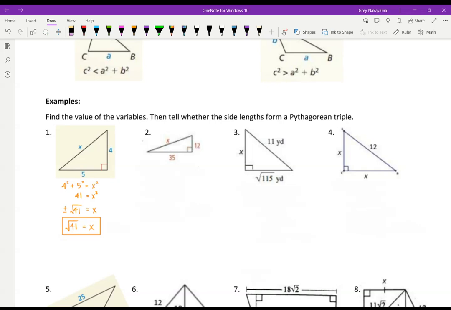All right, look at number 2. Oh, actually, before that, it says find the value of the variables, then tell whether the sides form a Pythagorean triple. Well, if one side is a radical, then this does not form a Pythagorean triple.